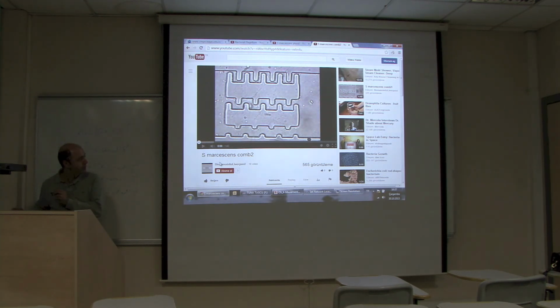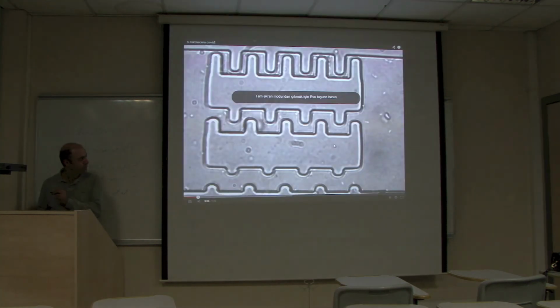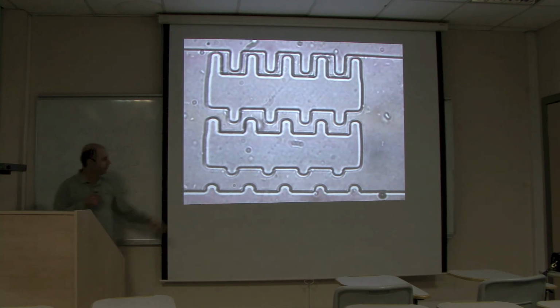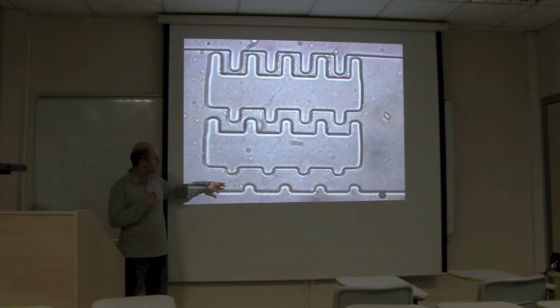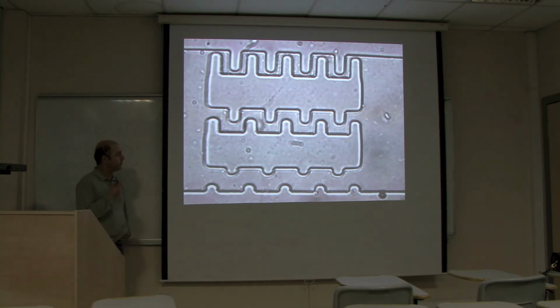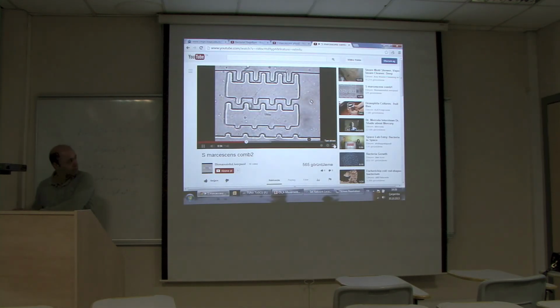Sorry, it's difficult to shoot it. Here you see the obstacles where the bacteria cannot enter. So you see the bacteria moving in here. It goes this way, so I will stop here. I won't repeat it.